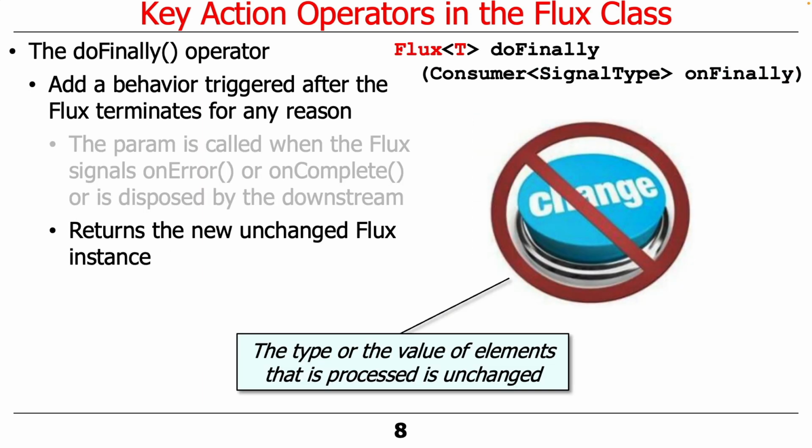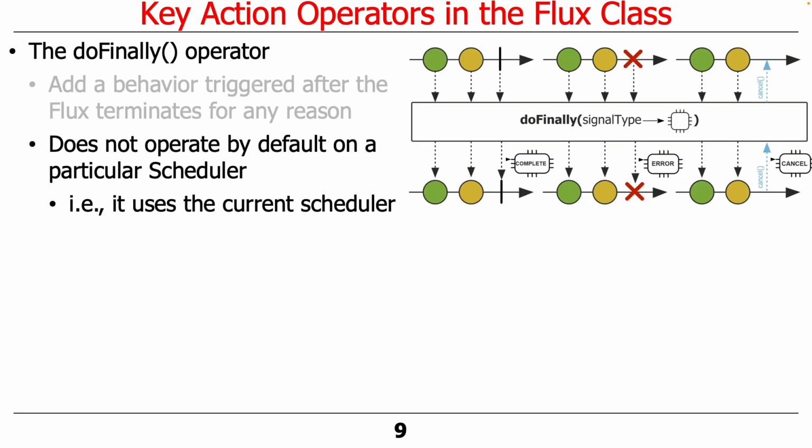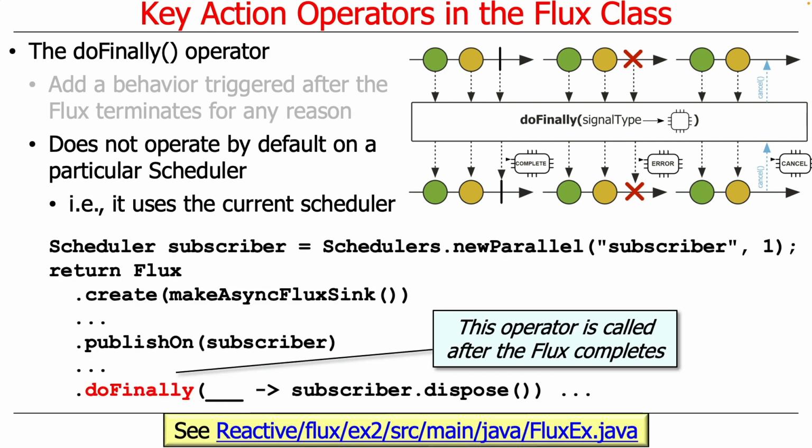As always with action operators, it returns a new unchanged flux. The value can't change, the type can't change, we can just have the side effect, which usually involves cleaning things up. And in fact, we'll talk a bit about how it can be used in a second. So by default, it doesn't operate on any particular scheduler. It uses the current scheduler, unlike the interval method or operator, which by default runs in the parallel thread pool.